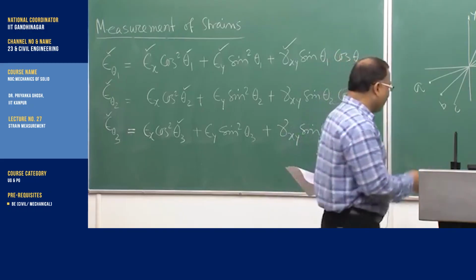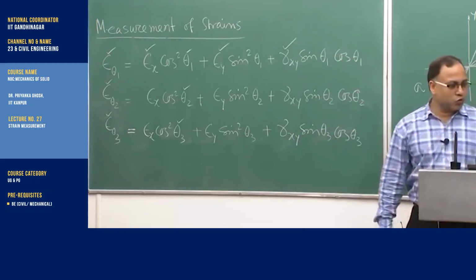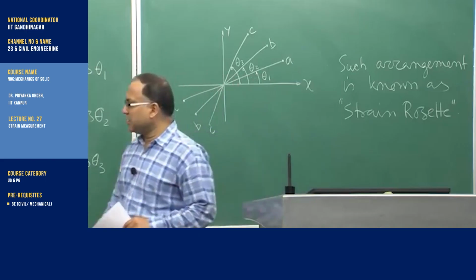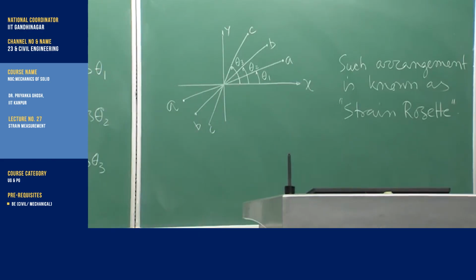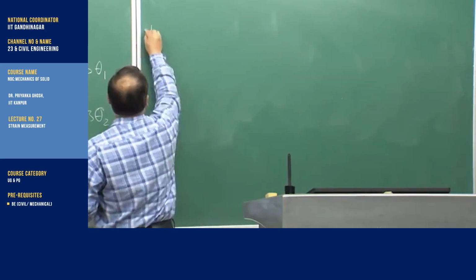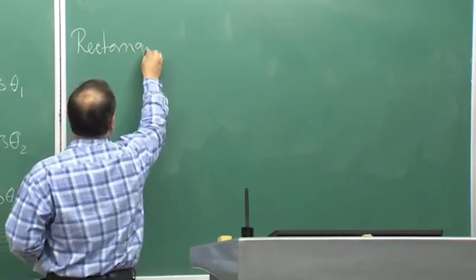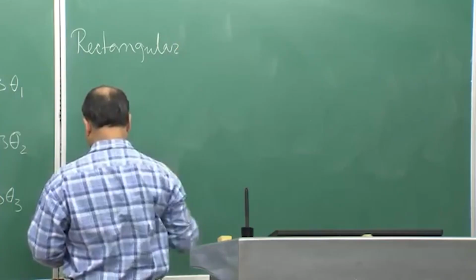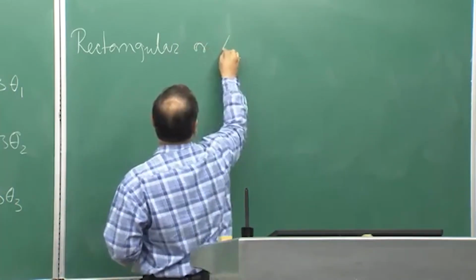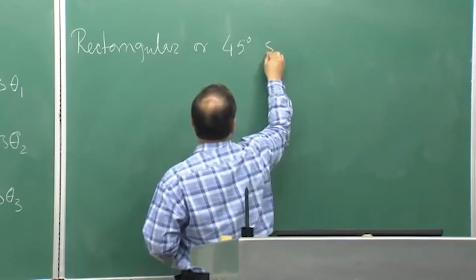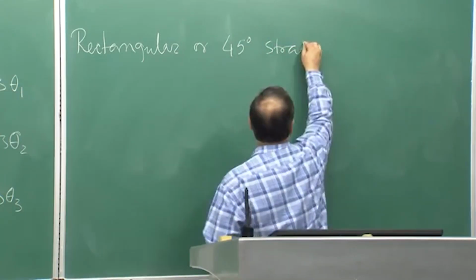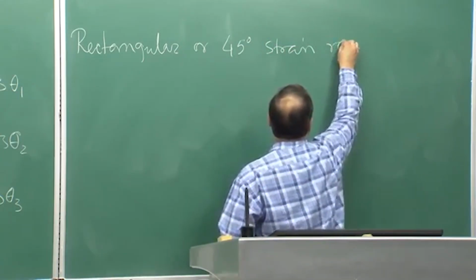So, for that, people generally take two different types of strain rosette, that means two different types of arrangement. So, the first one is the rectangular or 45-degree strain rosette.